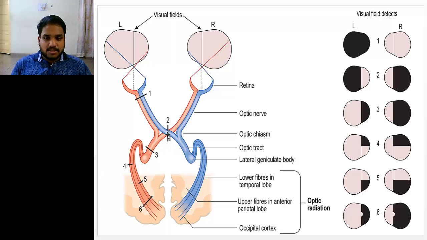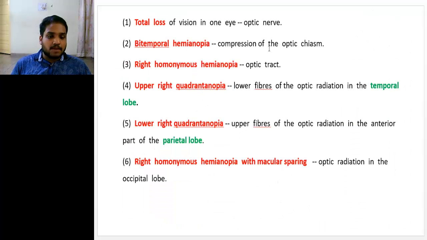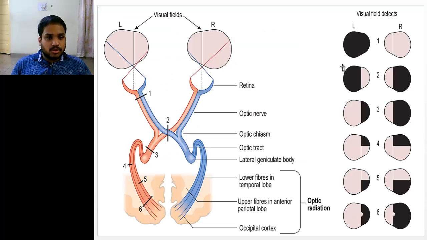Now the second damage is at the optic chiasm, right? So if there is a compression of the optic chiasm, usually in case of pituitary adenoma or craniopharyngioma, there would be bitemporal hemianopia, that is both the temporal fields of vision would be gone, the nasal field would be intact, right? This is bitemporal hemianopia that occurs when there is a compression of the optic chiasm. Now what if the optic tract is involved? The left optic tract is involved. You can see there is a right homonymous hemianopia, right?